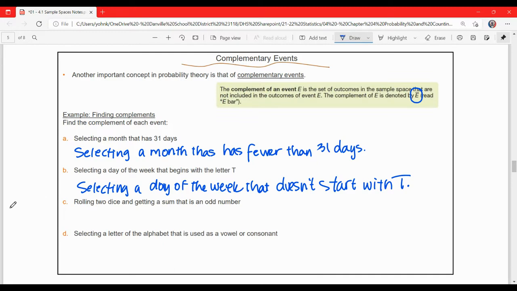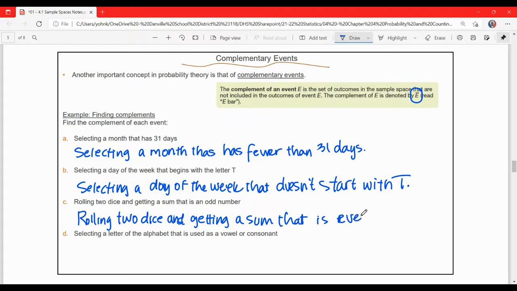Letter C, the complement of rolling 2 dice and getting a sum that is an odd number. Well, you could roll 2 dice and get a sum that is even. You could say rolling 2 dice and getting a sum that is not an odd number, but if it's not odd, then it's even.